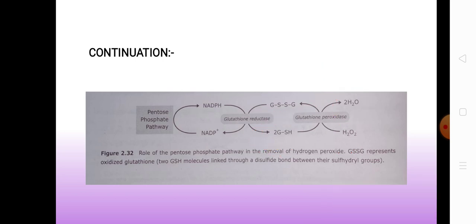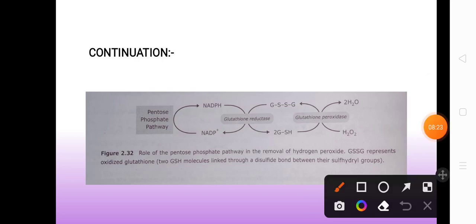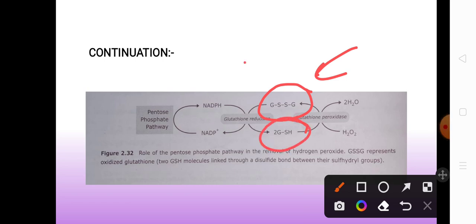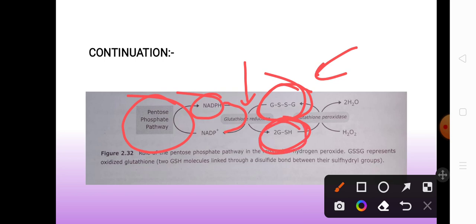Now as it is in its oxidized form, it should be recycled into its reduced form, right? And this is accomplished by glutathione reductase. The NADPH which is generated by the pentose phosphate pathway is going to donate electrons in the presence of glutathione reductase to the oxidized form of glutathione and convert it back into reduced glutathione. That is how the entire thing is going on, and you can understand how important NADPH is.